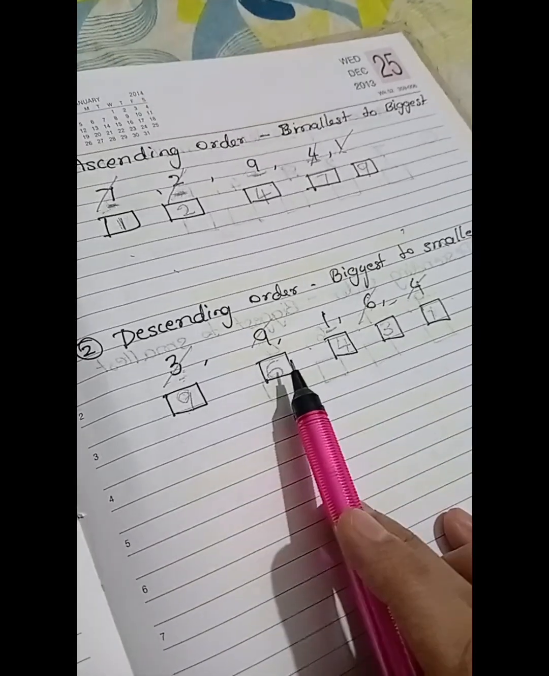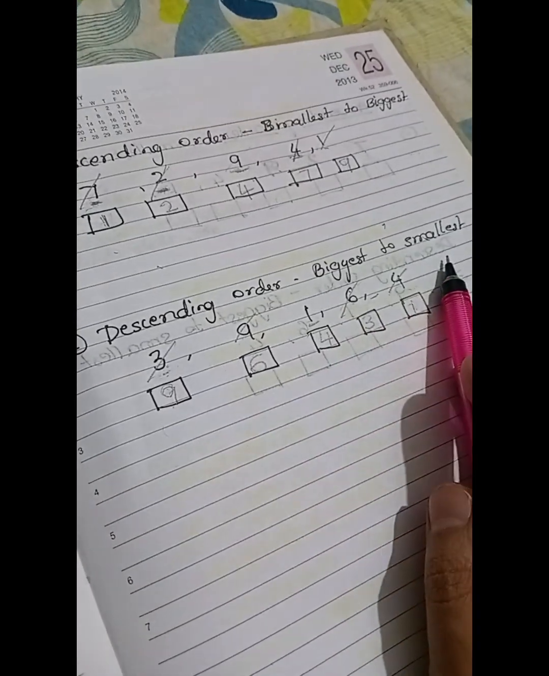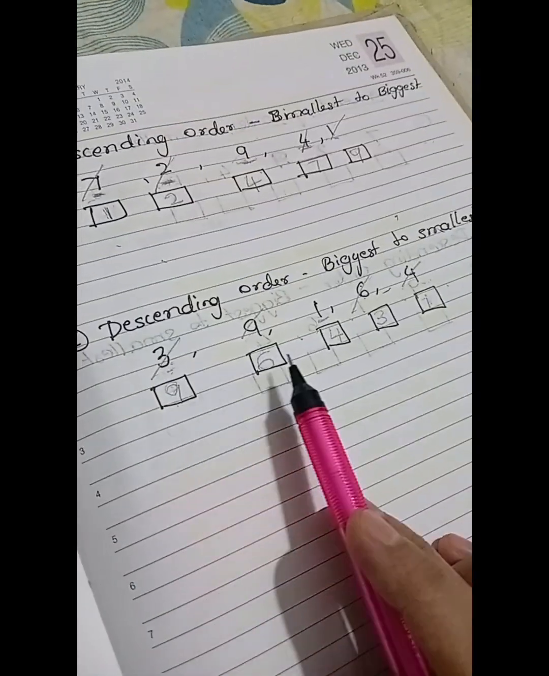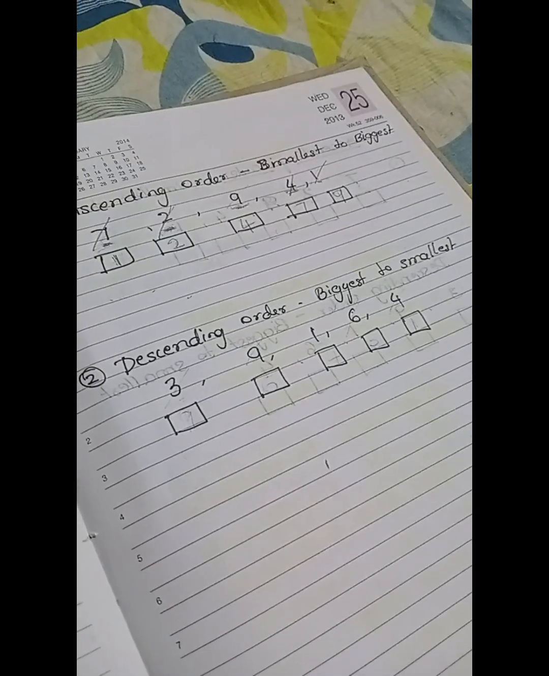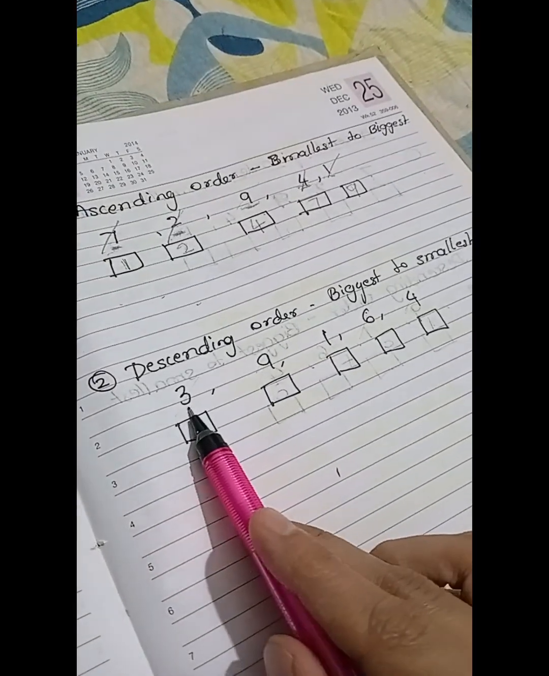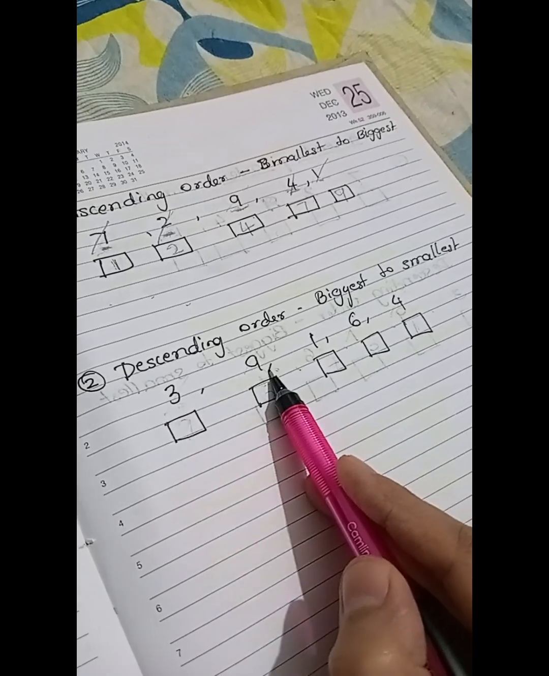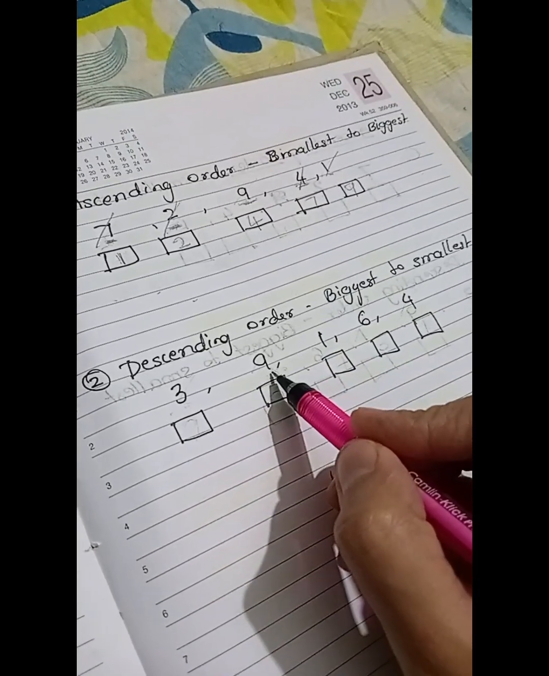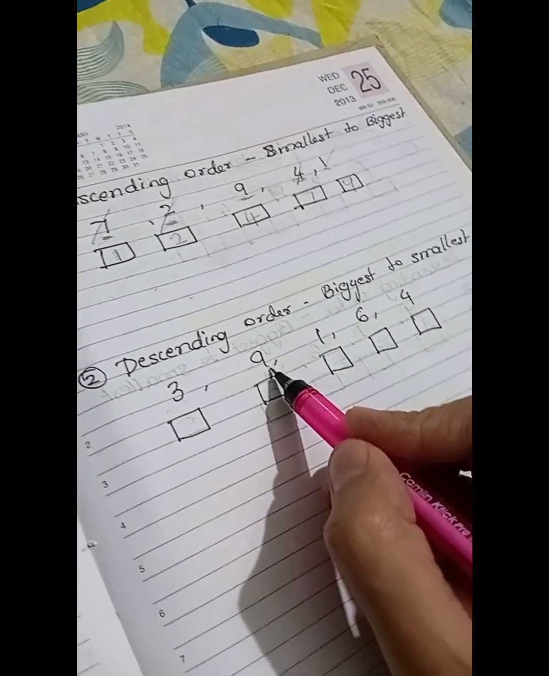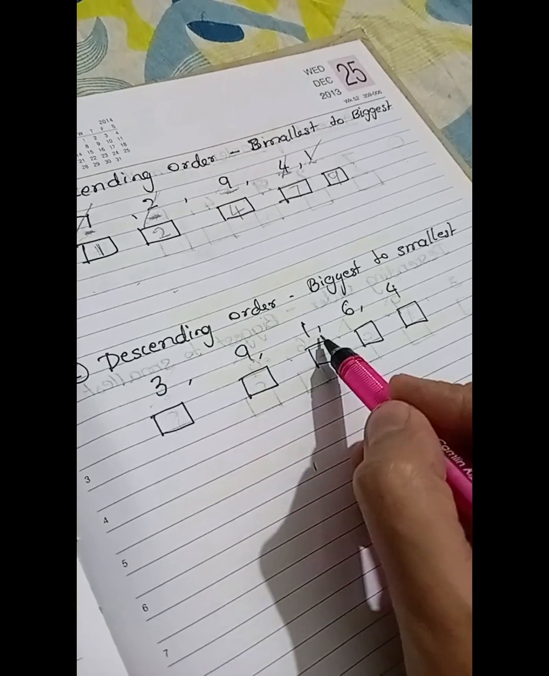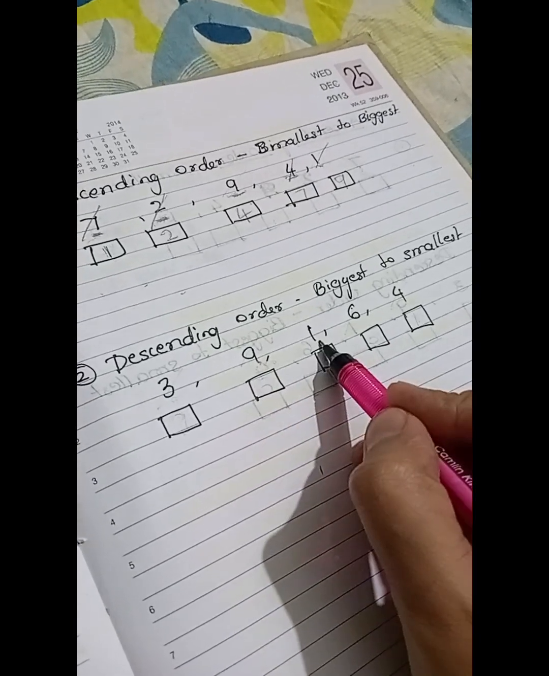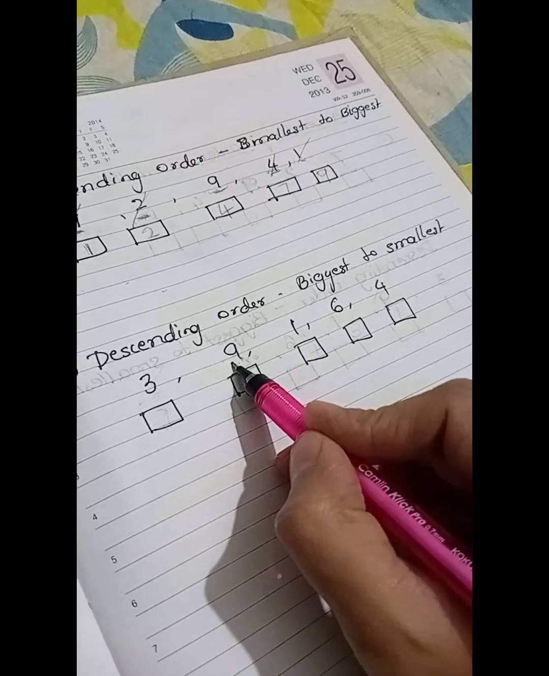So suppose the child is not able to understand the biggest to smallest concept, descending order, then we can go for the next method. Here, ask your child to compare the first 2 digits. So 3 is there, 9 is there. Which is biggest among 3 and 9? Here, they can easily tell 9 is the biggest number. So next, compare the 9 with the next digit. So 9 is there, 1 is there. Which is the biggest number? 9 is the biggest number.